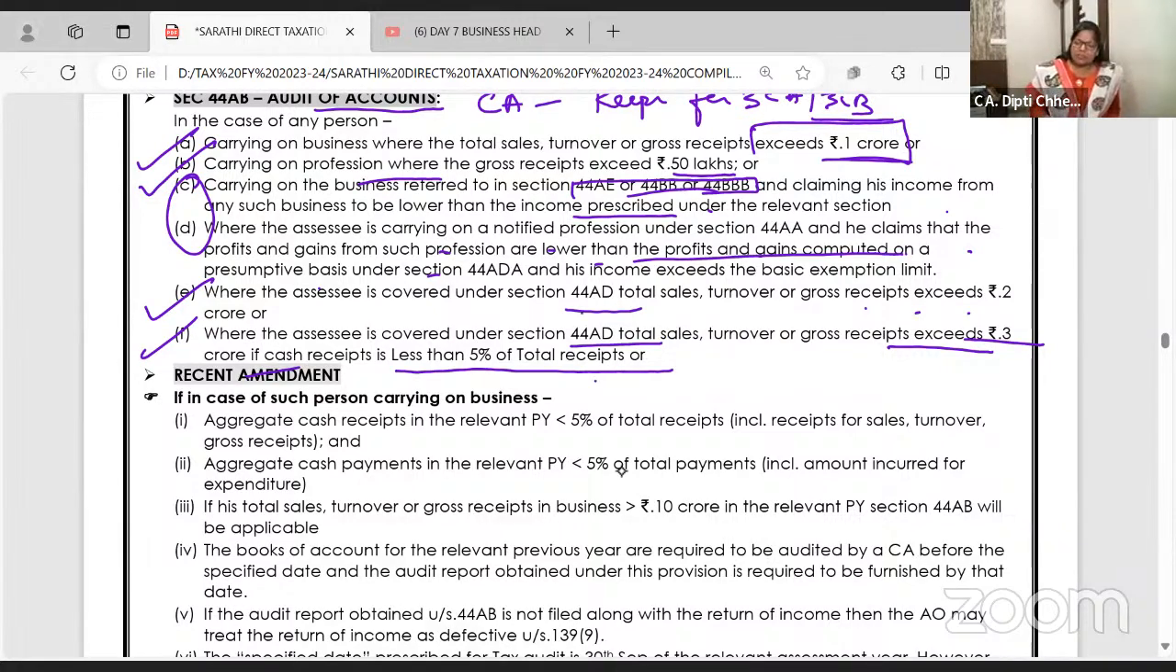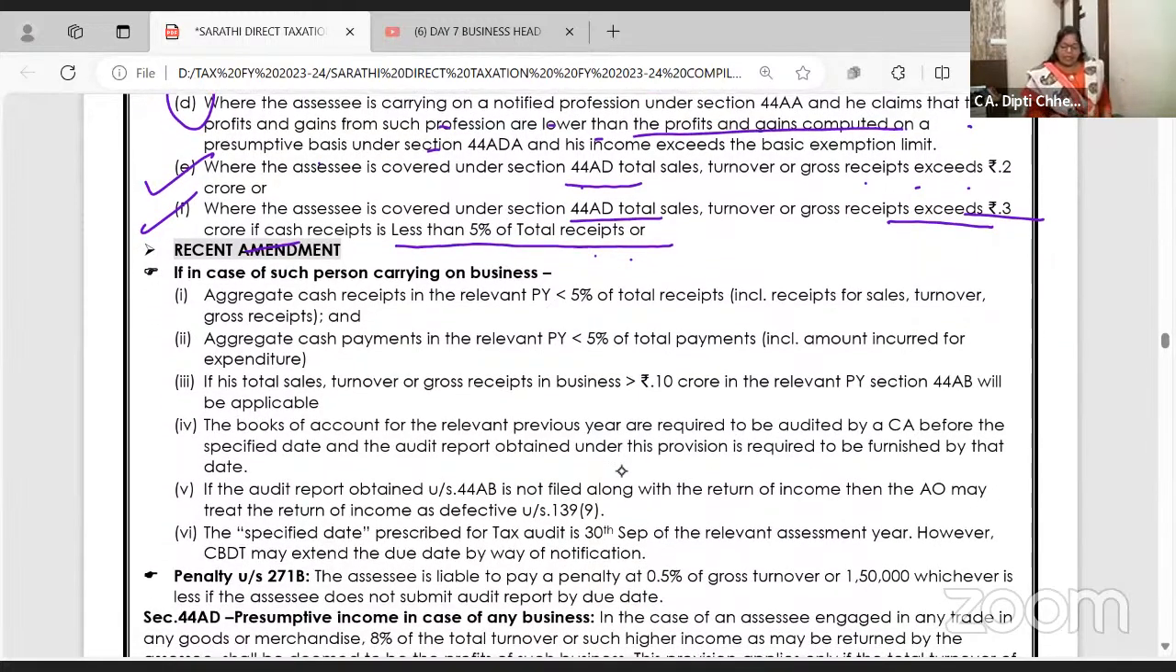44AD clear होने के बाद these points will be more clear. Now, if the cash receipts of the business are less than 5% of the total receipts, and if the cash payment is less than 5% of the total payment, then if the business का turnover exceeds 10 crore, तो audit कराना होगा. That means this language is a little different. I'll make you write in the notebook a simpler version. It's not that this is tough, this is the language of what is given.